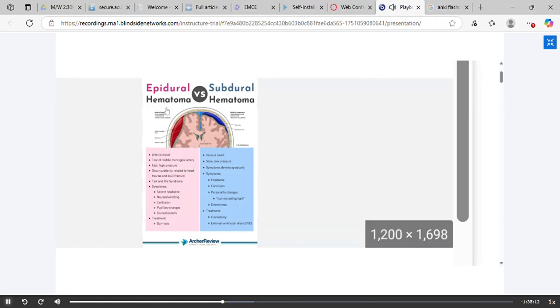So let's talk about the epidural hematoma first. Epidural, so epi means outermost. So this is going to be outside of the dura mater, okay? So inside the skull, but outside the meninges and outside the dura mater. An epidural hematoma is a bleed that has a rapid onset of symptoms. We'll talk about the symptoms in a minute, but it has a rapid onset because it's an arterial bleed.